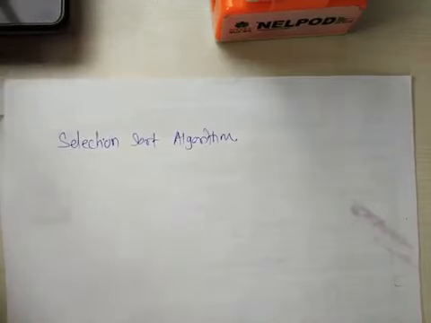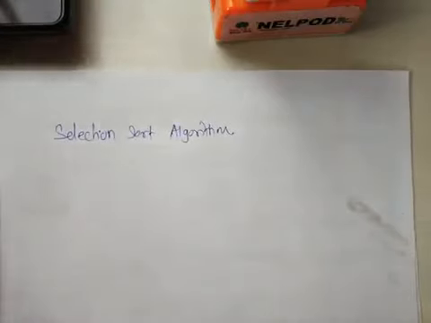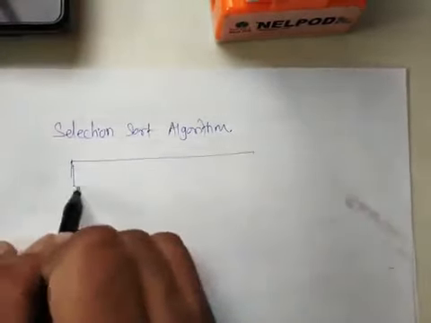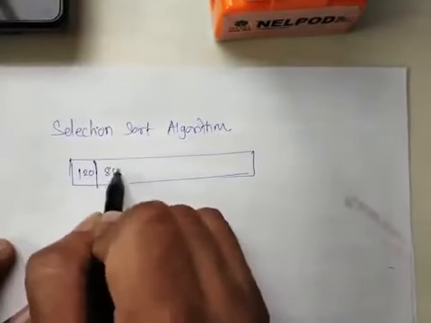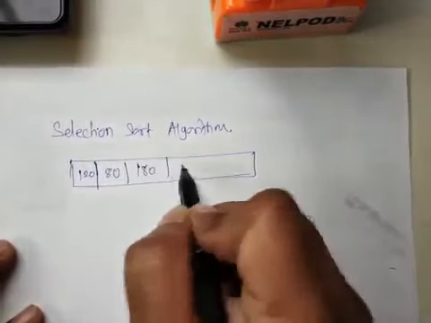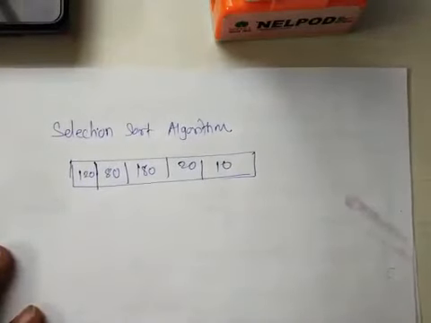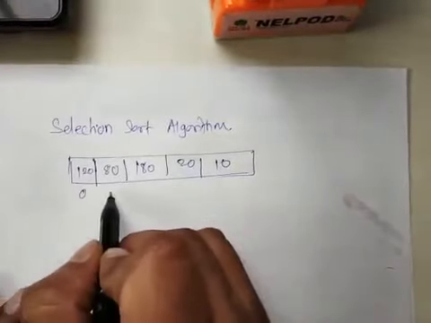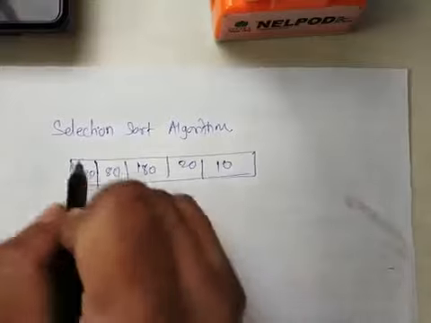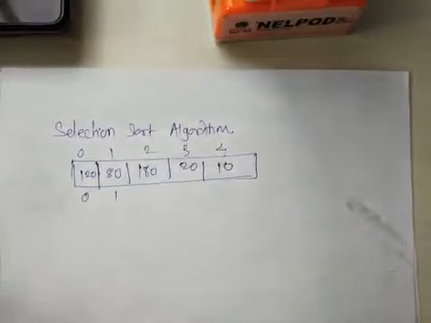So let's take an example of selection sort. Suppose you have an array like 120, 80, 180, 20 and 10. I'm going to write the indexing: 0, 1, 2, 3, 4. So we have 5 elements.